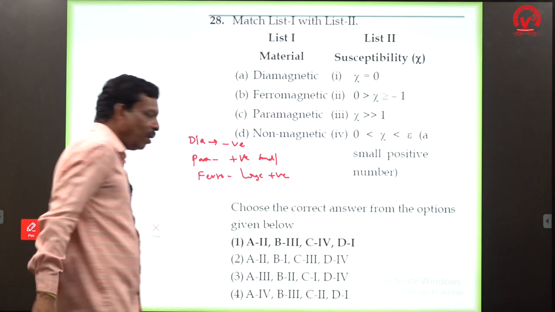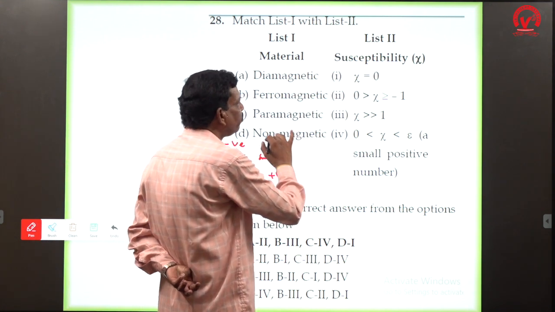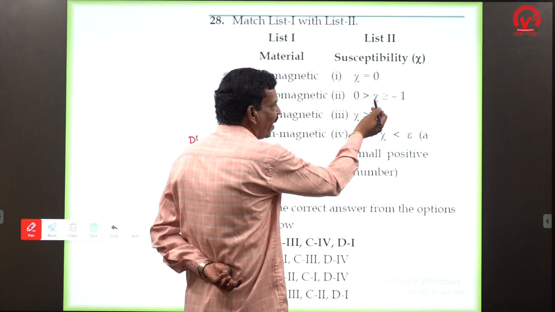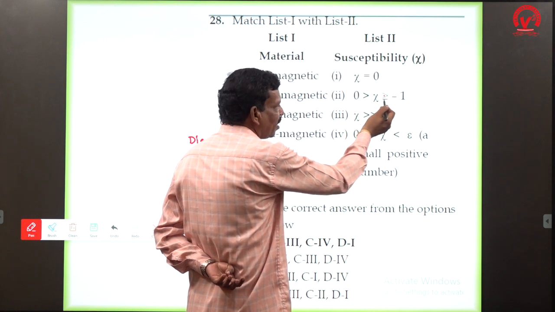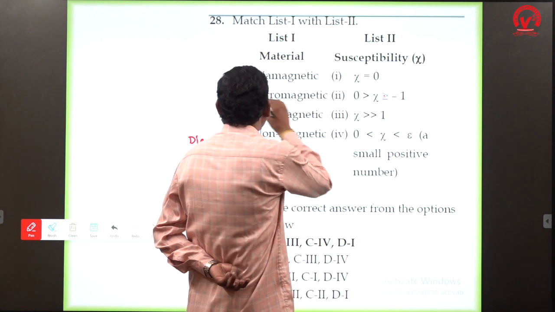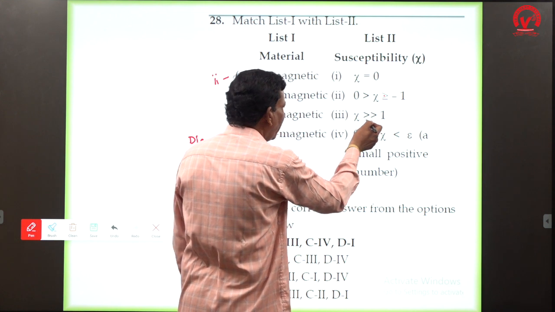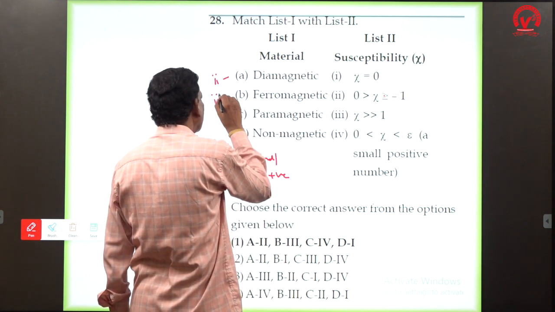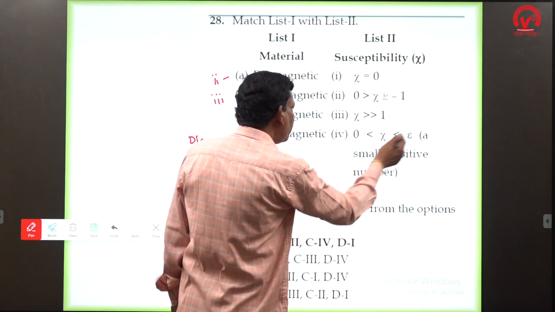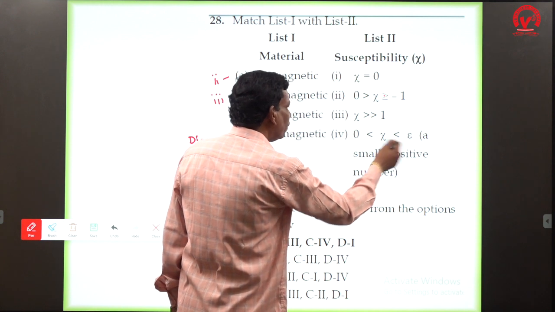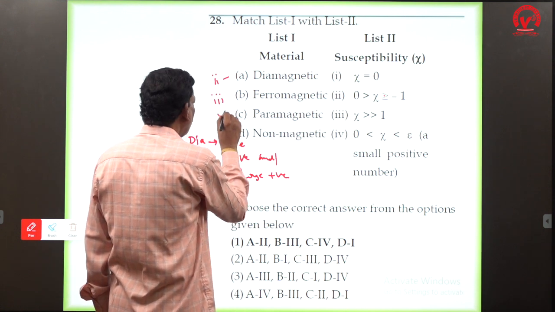So this is the conclusion. See now, diamagnetic: chi is less than or equal to -1, so it is 2. Ferromagnetic, far greater than, it is 3. Paramagnetic lies between, chi lies between 0 and epsilon. It is C, which is 4.